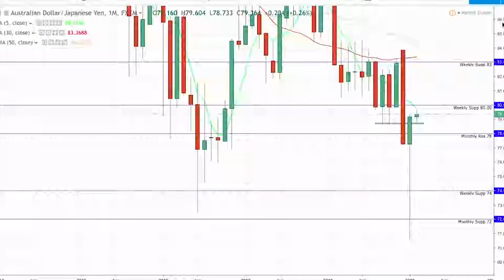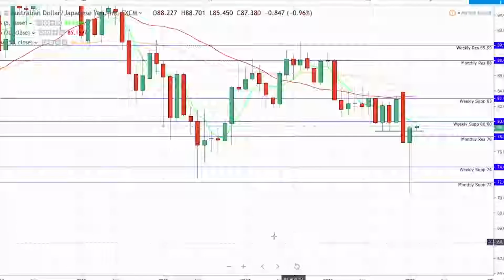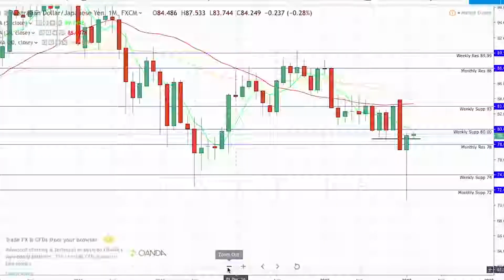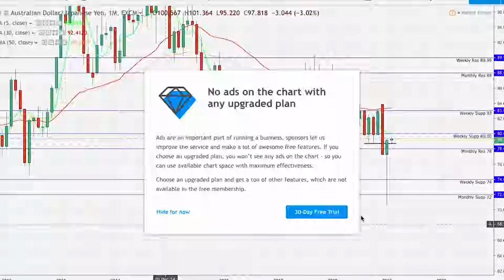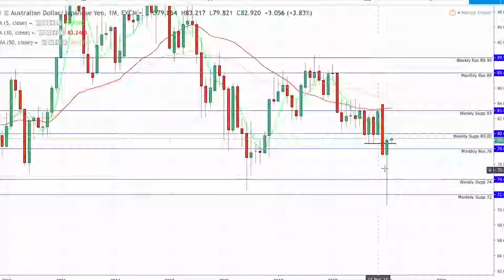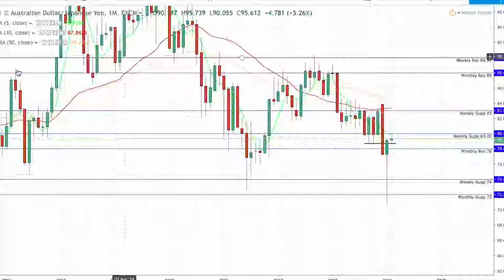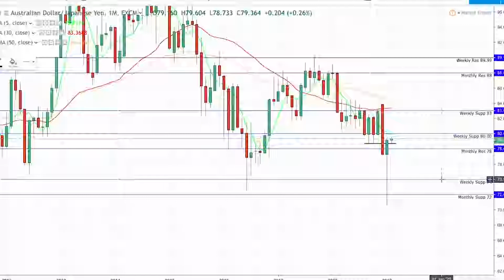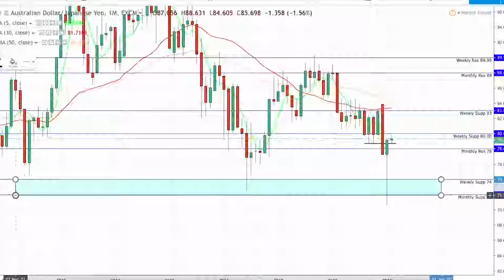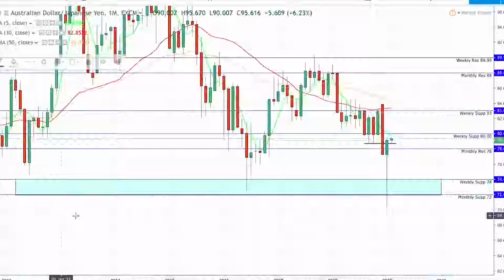As always, I start from the higher time frames. If I zoom out on the monthly here, January's candle closed with a strong wick rejection of both 72 and 74 down here. And this is a zone, if I just go and highlight this quickly, this is a zone that has acted as support on many occasions. So it's this zone here.